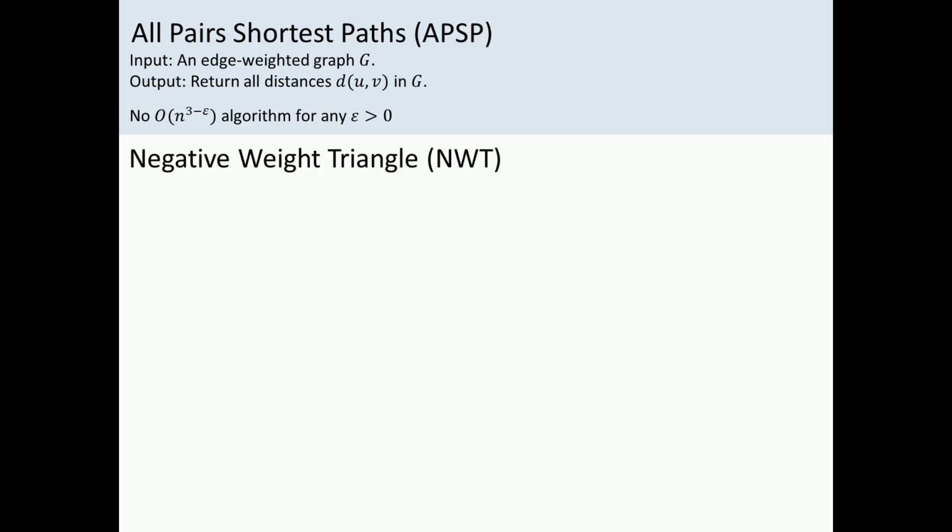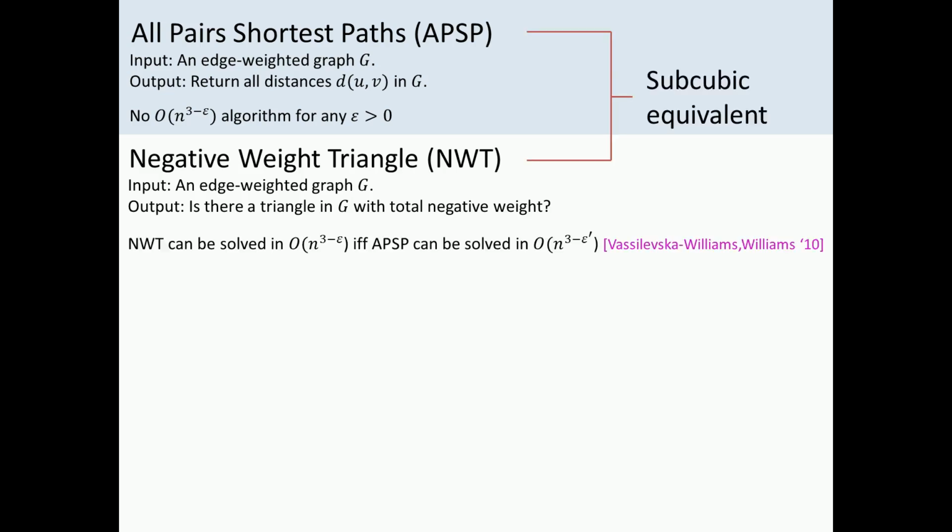A related problem is the negative weight triangle, which gets as input an edge-weighted graph, and the output is to return whether there is a triangle in the graph such that the sum of the weights on the edges of the triangle is negative. It is known that negative weight triangle can be solved in subcubic time if and only if all pair shortest path can be solved in subcubic time, and we call such problems subcubic equivalent.